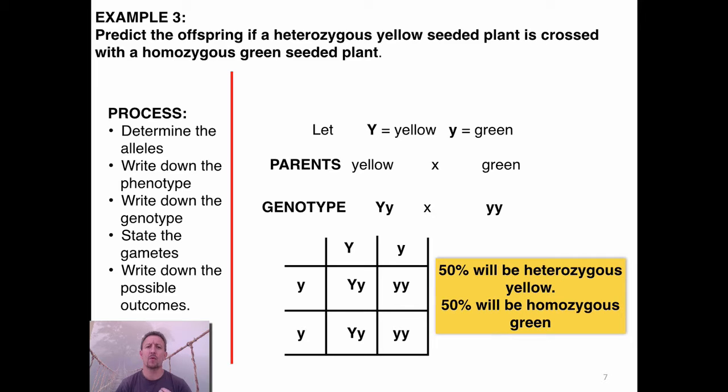So if I was always to cross a heterozygous yellow with a homozygous green, their first mating would be 50% heterozygous yellow, 50% homozygous green. The second mating of that same ratio would be the same. And that's important to know. It doesn't change for each mating. So you need to bear that in mind.